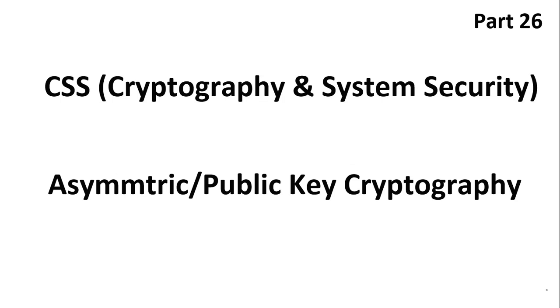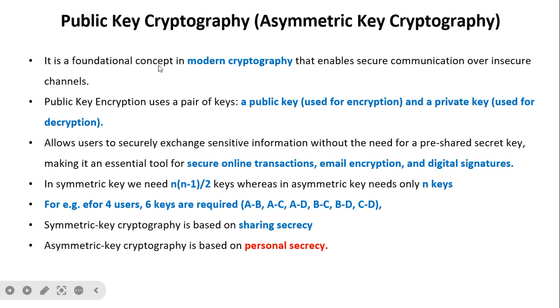The topic of this video is asymmetric or public key cryptography. Now let us start. It is a foundational concept in modern cryptography that enables secure communication over an insecure channel. It uses a pair of keys, a public key which is used for encryption and a private key which is used for decryption. It allows users to securely exchange sensitive information without the need for a pre-shared secret key, making it an essential tool for secure online transactions, email and digital signatures.